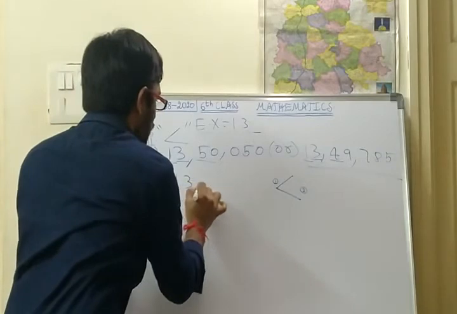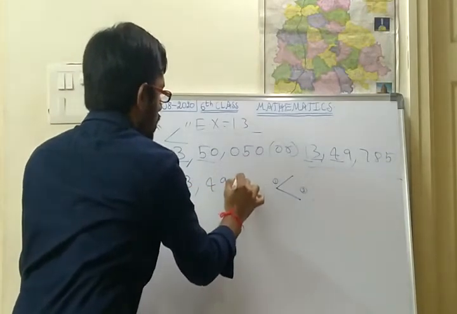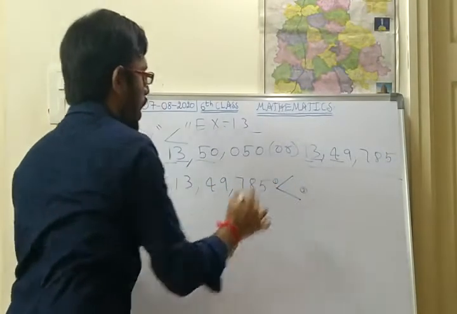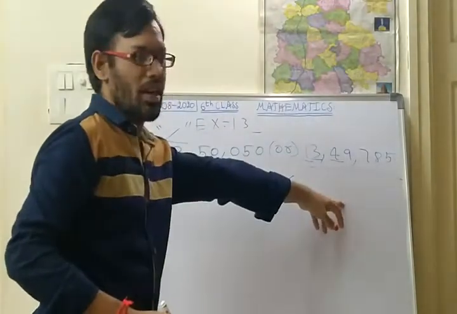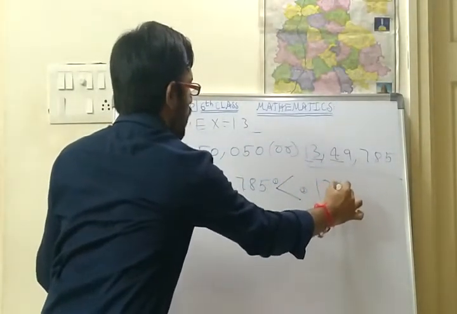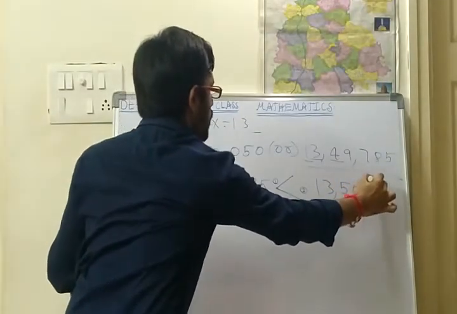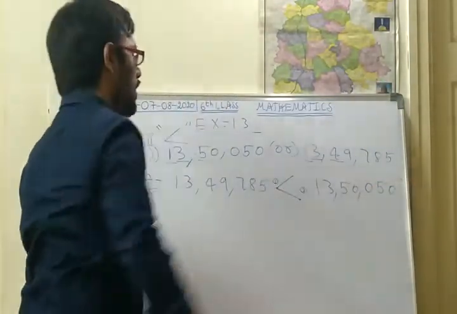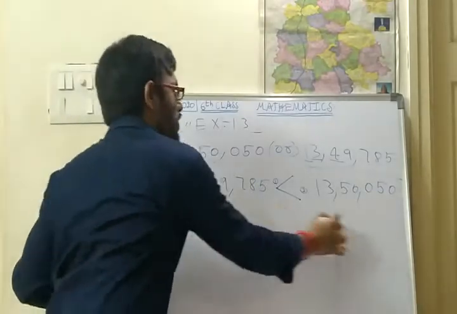1 3 4 9 7 8 5. And obviously this is the greater number, so on this side what should you write? 1 3 5 0 0 5 0. Okay, this is the answer for this problem.